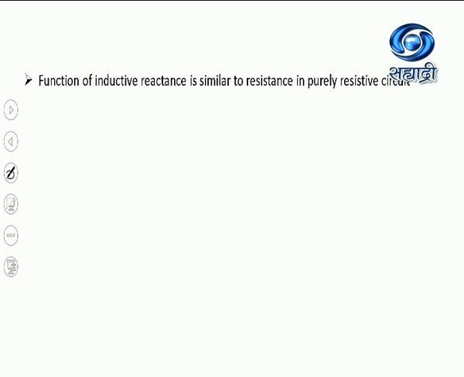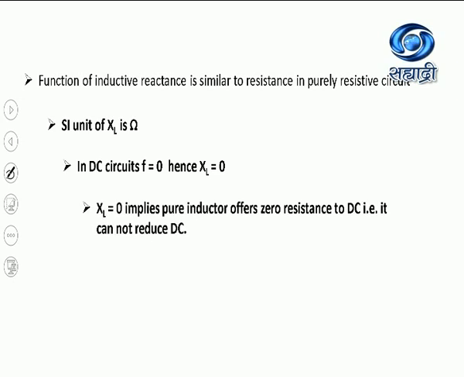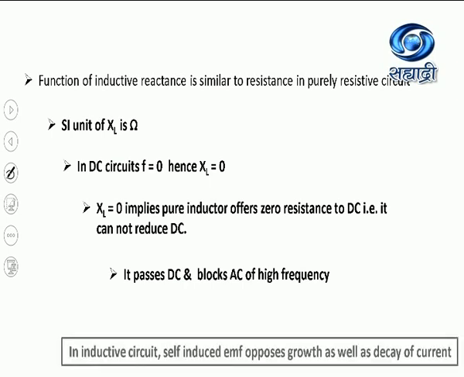The function of inductive reactance is similar to resistance in a purely resistive circuit. Now the SI unit of inductive reactance is ohm, same as resistance, because the function is the same. Now in a DC circuit, frequency is 0. So that's why inductive reactance 2 pi fL is equal to 0. XL equal to 0 implies a pure inductor offers 0 resistance to DC. That is, it cannot reduce the direct current. It passes DC and blocks AC of high frequency.